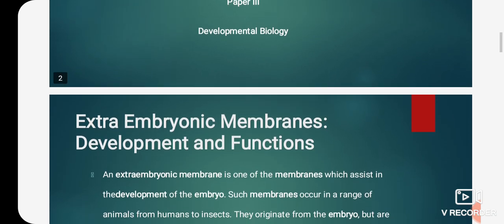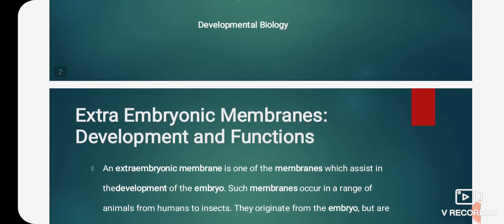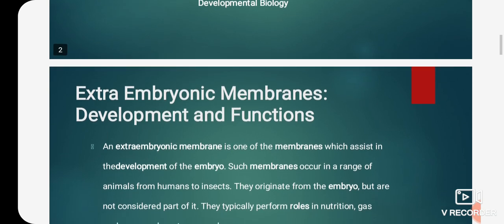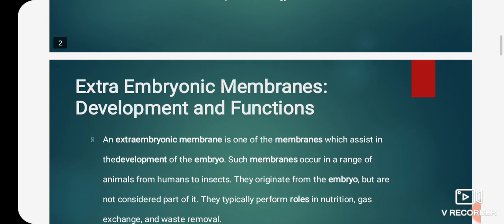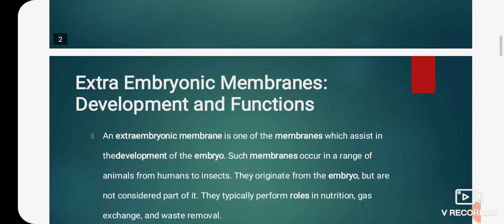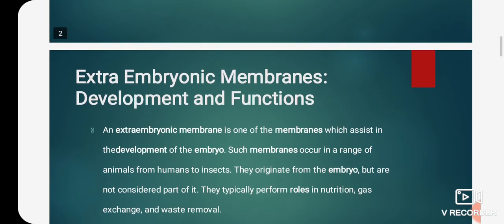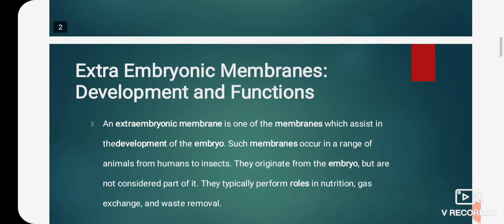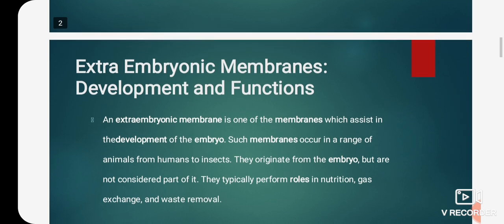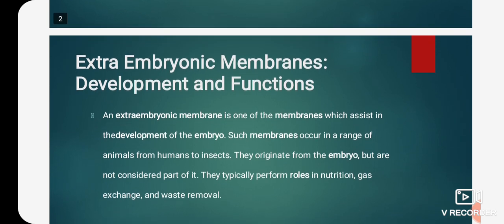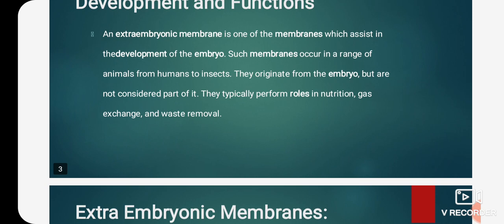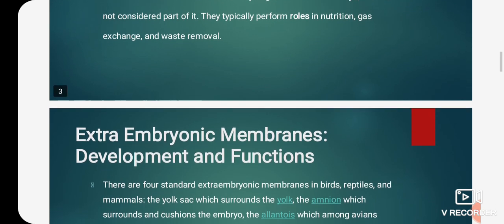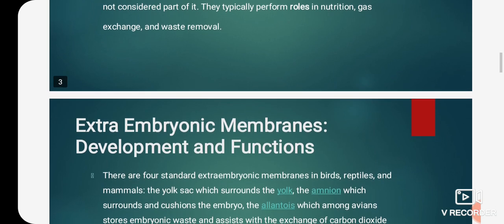Students, an extra embryonic membrane is one of the membranes which assist in the development of the embryo. Such membranes occur in a range of animals from humans to insects. They originate from the embryo but are not considered part of it. They typically perform roles in nutrition, gas exchange, and waste removal. Students, there are four standard extra embryonic membranes in birds, reptiles, and mammals.